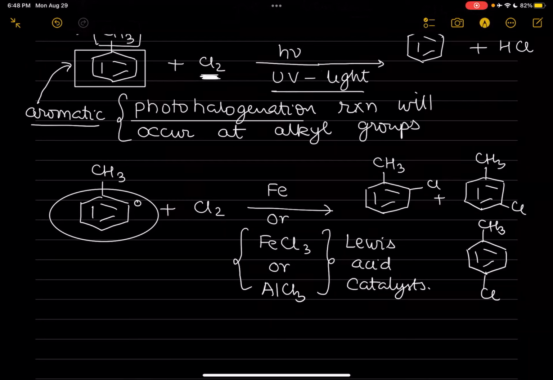These positions are known as ortho. If there is already one group, the positions adjacent to that group are known as ortho positions. These positions are known as meta, and this position is known as para. So I have chosen all the three options, but all of them will not react.